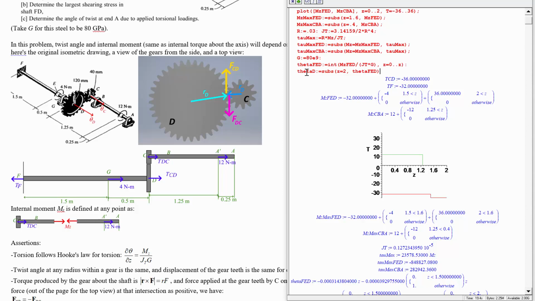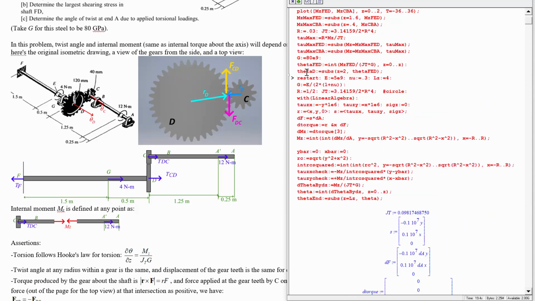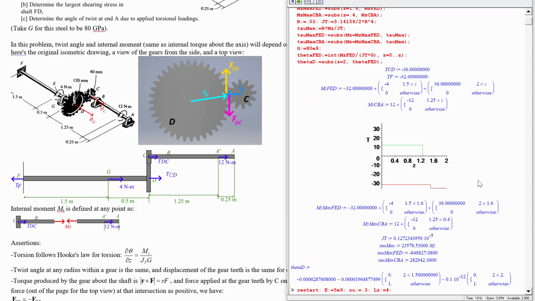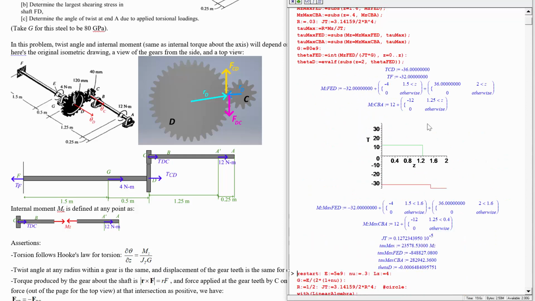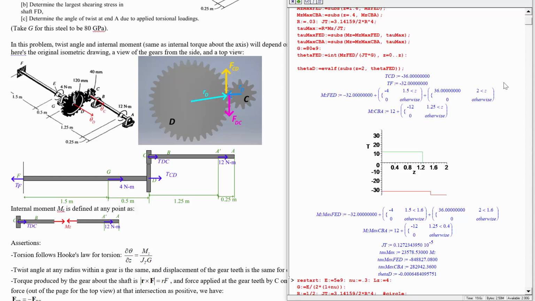Let's suppress this output. And we've got this value. Can we simplify it? It doesn't know whether 2 is less than 1.5. Are you serious? Let's just try evalf and see what that's giving me. All right, so we've got a twist angle which is equal to this, and we can also just plot that twist angle along FED.